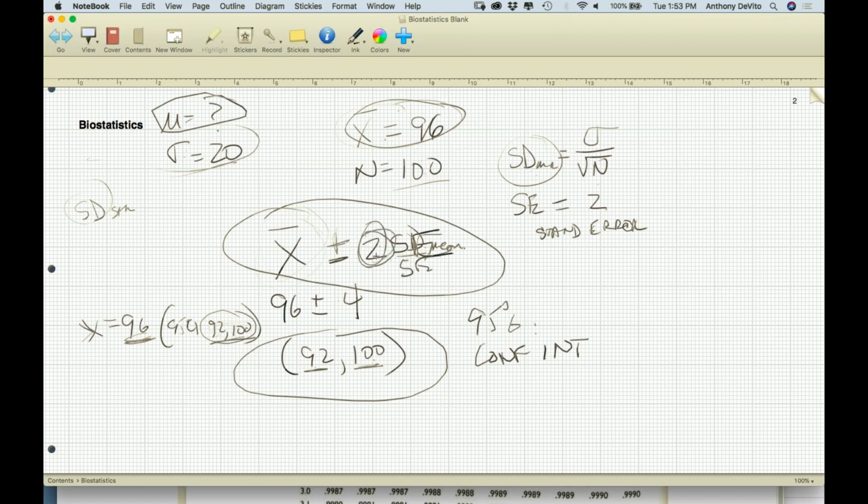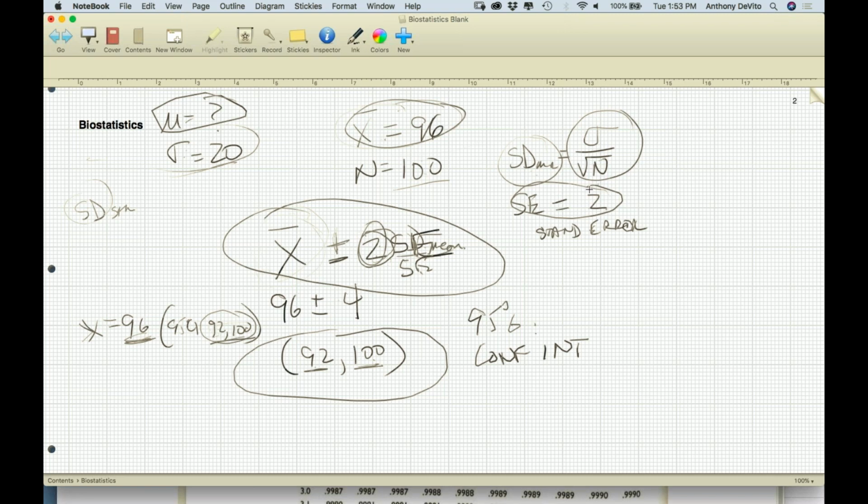Two standard deviations times the standard error, which was equal to 2 for the sample means, right? You get that from sigma over the square root of n, okay? And as we practice this, it'll become clearer. You'll know where to get those numbers.